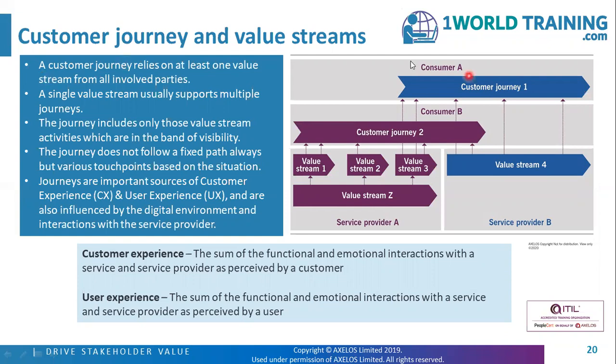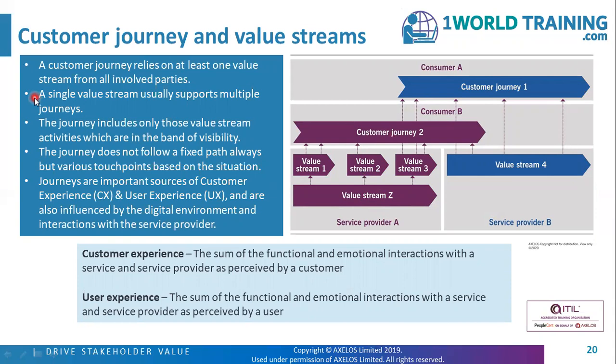The picture here shows us two customer journeys. Customer 1 from consumer A relies on value stream 4 as well as value stream 3, whereas customer 2 from consumer B organization relies on value stream 1, 2, 3 as well as 4. Some of the value streams are dependent on other value streams, and these value streams are provided by two service providers. A single value stream usually supports multiple journeys.